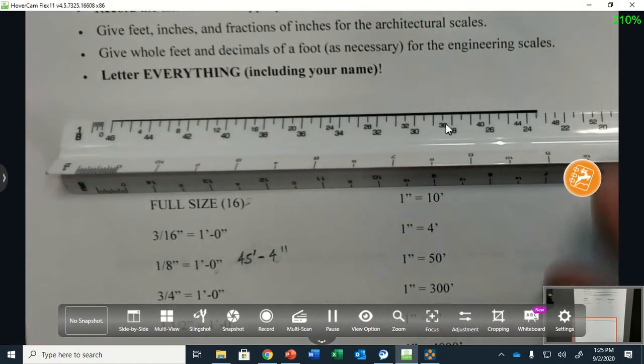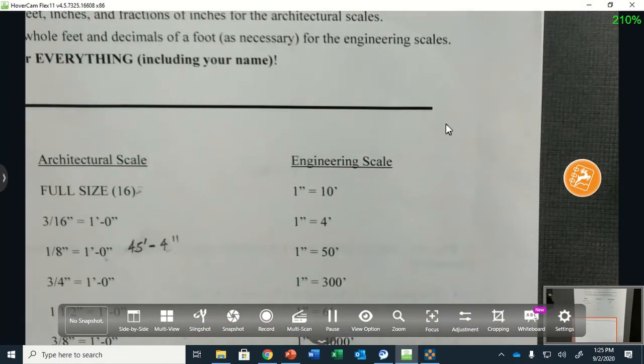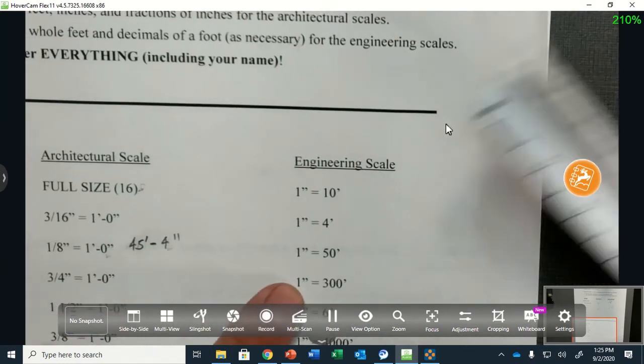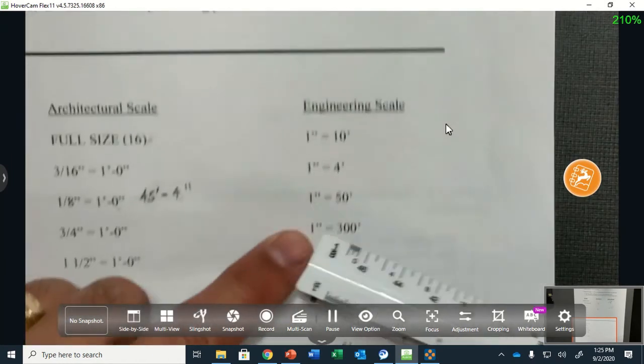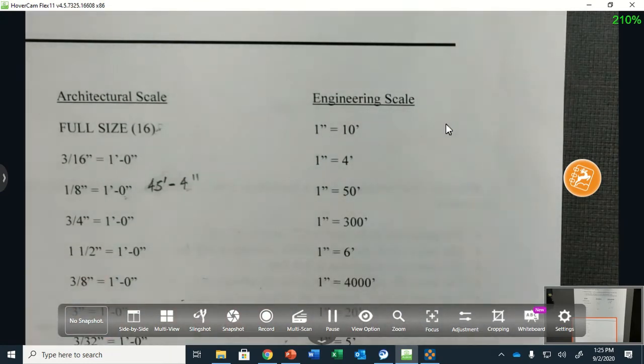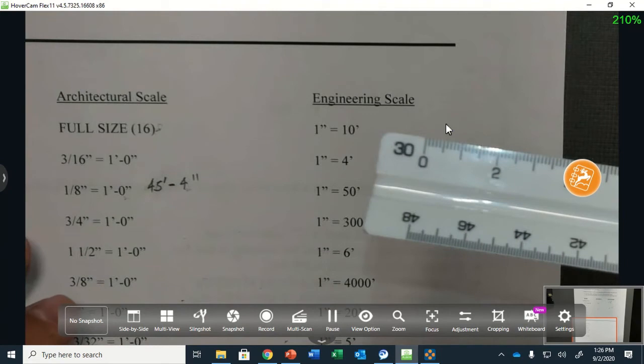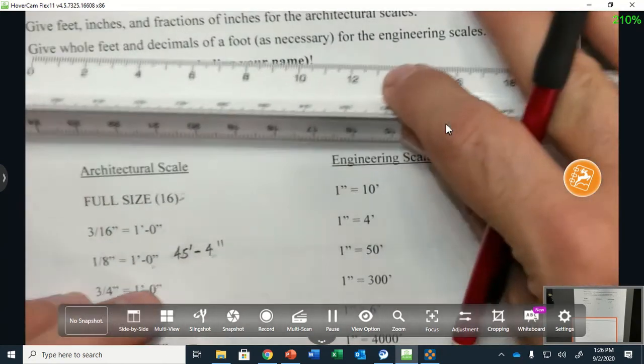Okay, all right, let's do an engineering one. How about we do 1 inch equals 300. Okay, 1 inch equals 300. So I got to grab my engineering scale. 1 inch equals 300. So I got to use the 30 scale. Look for the 3. As soon as I find it, I'll let you know. There it is. Found it. 1 inch equals 300.